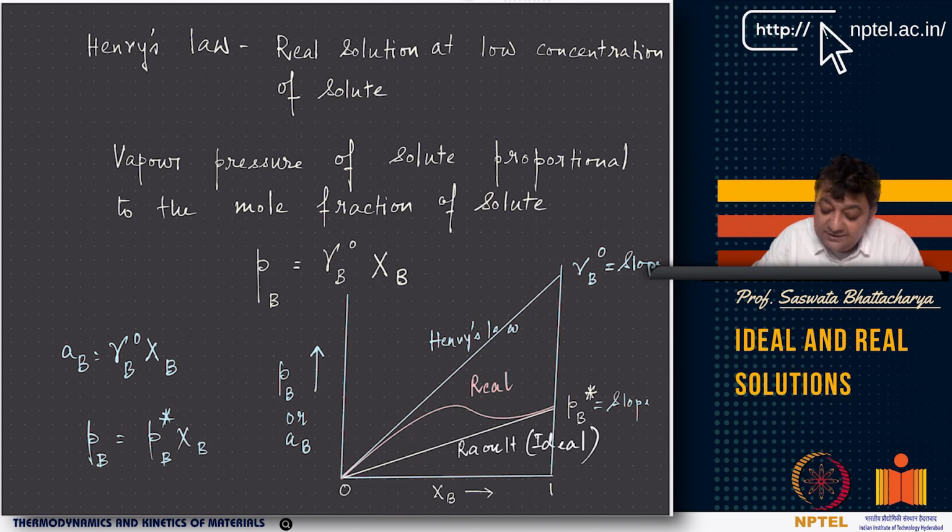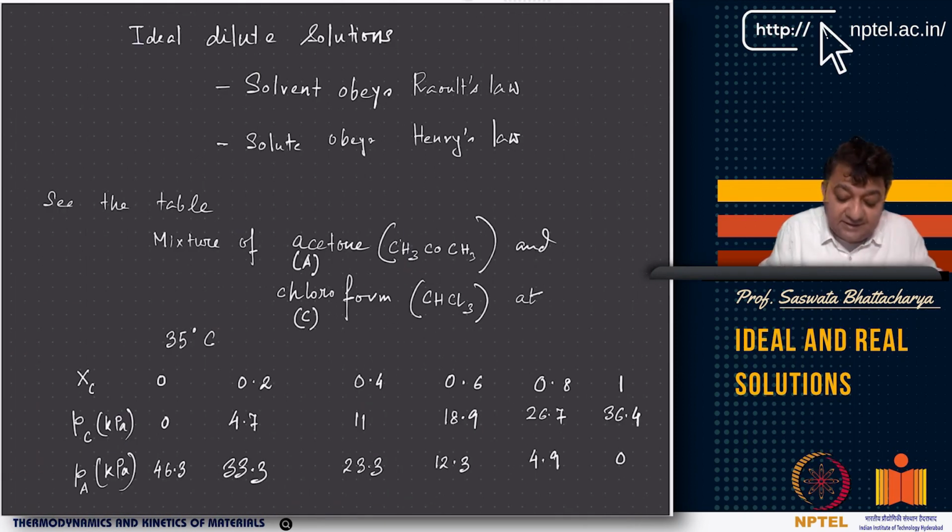Henry's law, on the other hand, is for a real solution, but at dilute concentrations of solute. So you can call some solutions ideal dilute solutions, where the solvent obeys Raoult's law while the solute obeys Henry's law.